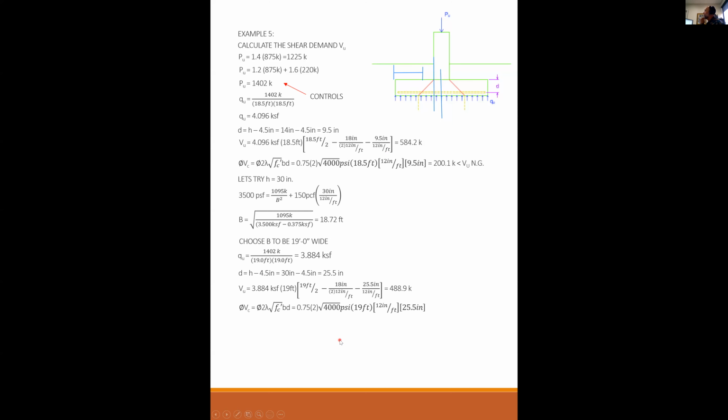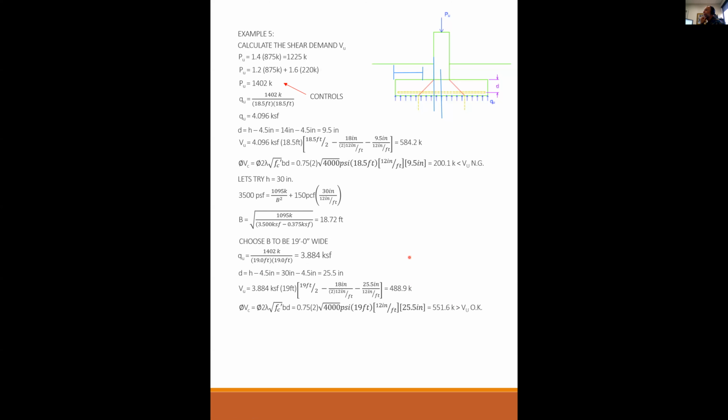My capacity is again 0.752 square root of f'c. B is now 19 feet wide. D is now 25.5 inches. And we get a capacity of 551.6, which is greater than 488.9. So we are now acceptable. We have something that works.